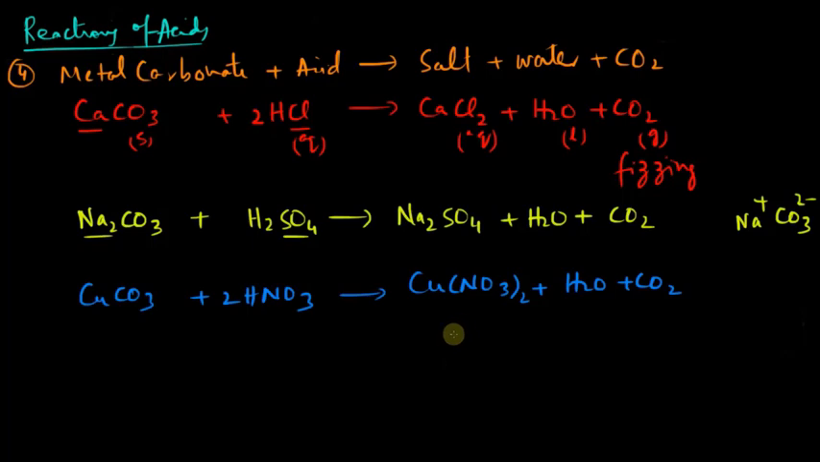So we have seen 4 reactions of acids. The first one was metal plus acid to give salt and hydrogen. Second was metal oxide to give salt and water. Then metal hydroxide to give salt and water, and metal carbonate gives you salt, water, and carbon dioxide. So these are all the 4 reactions of acids.